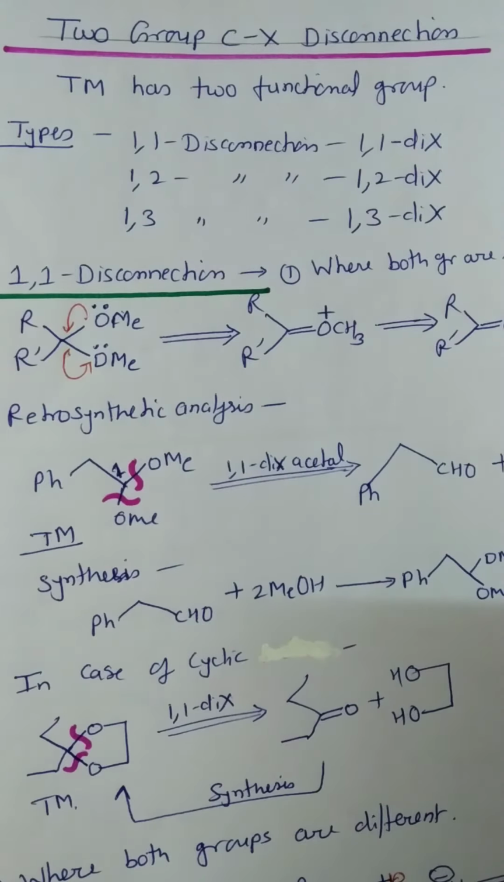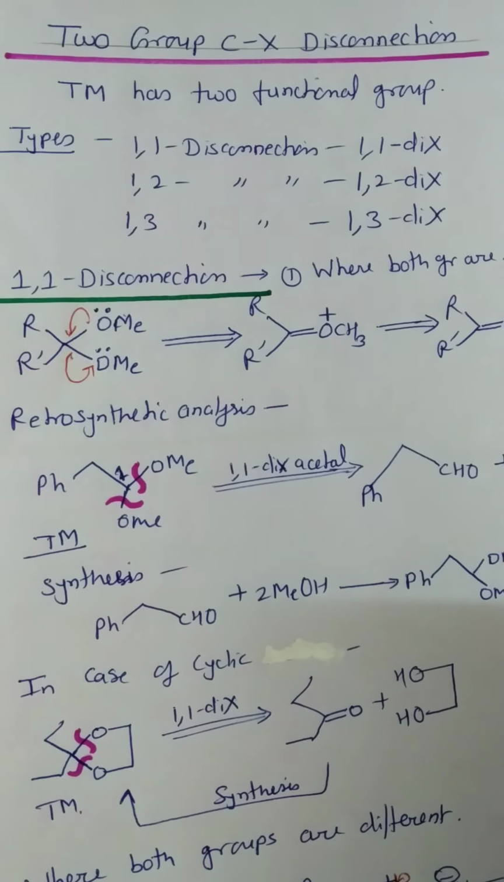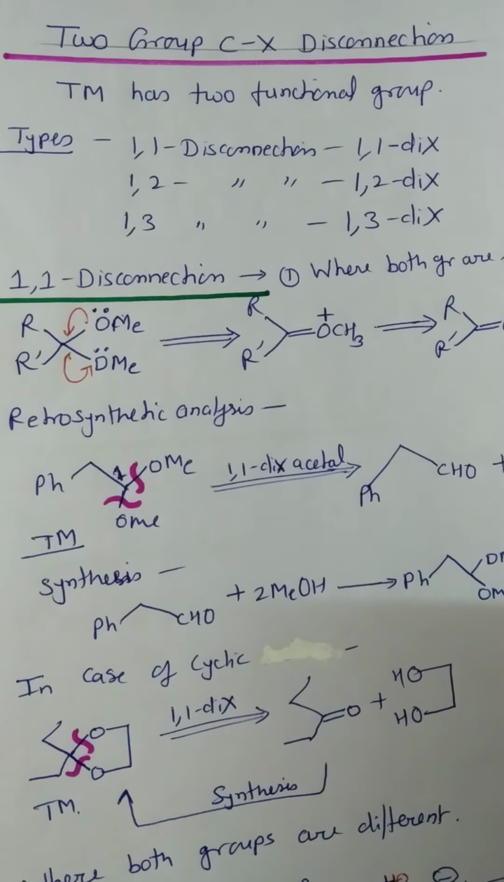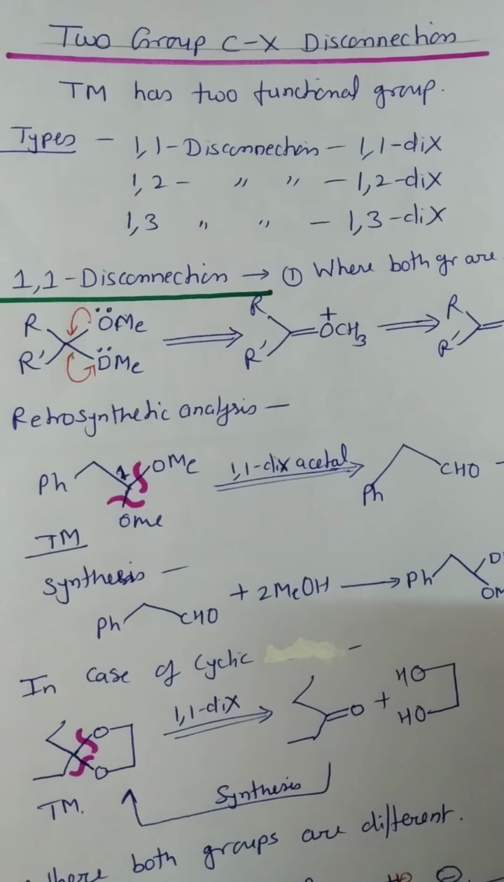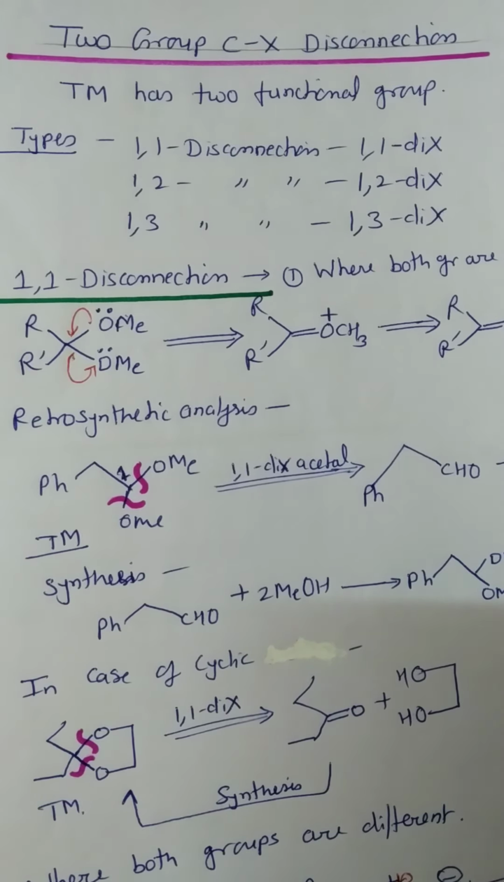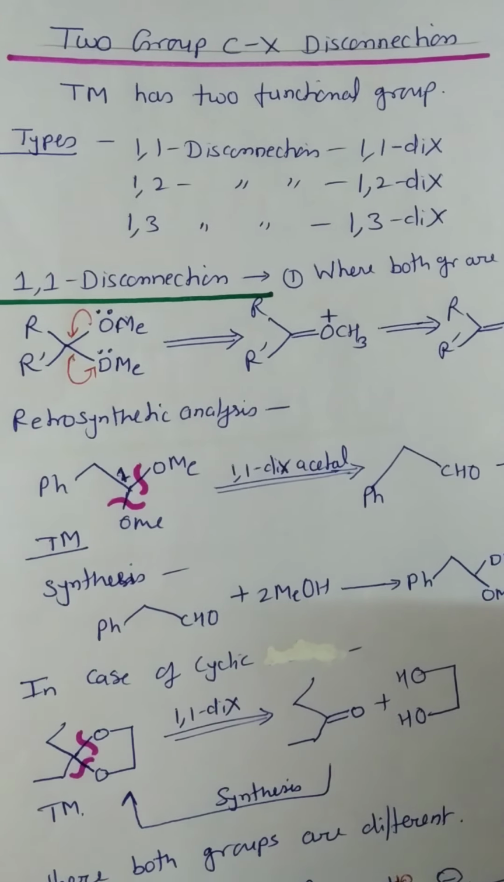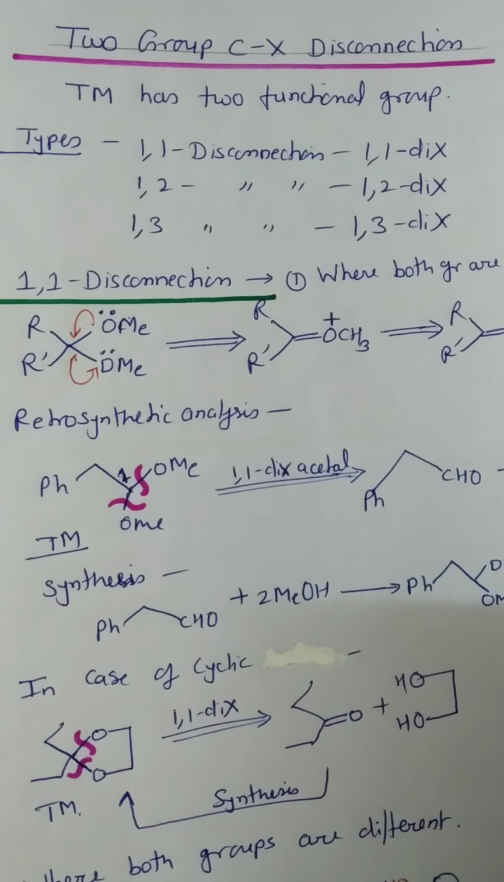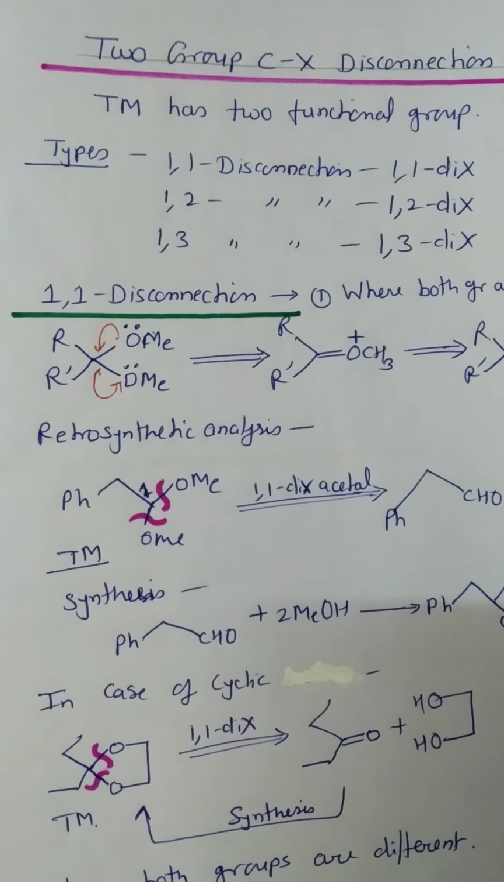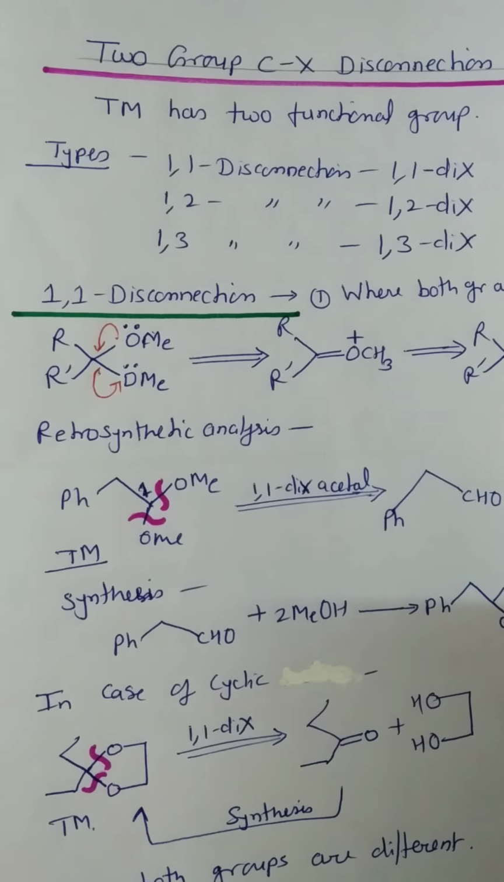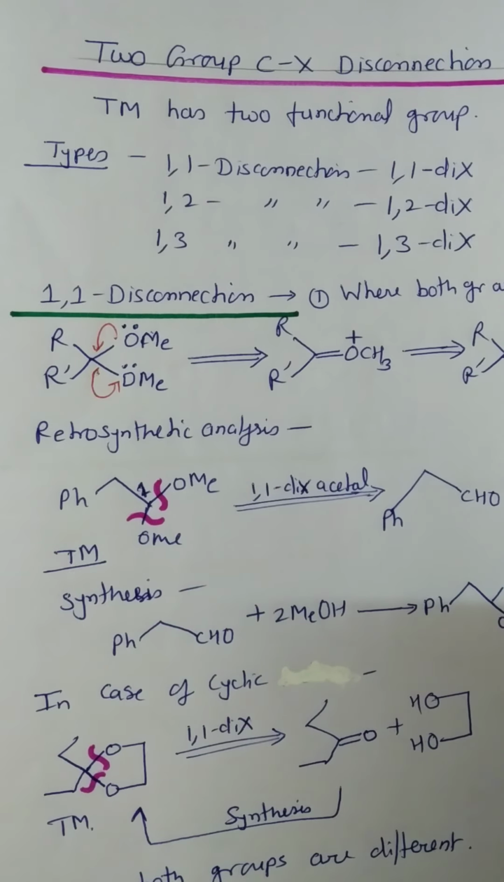In two group CX disconnection, the target molecule has two functional groups in which one functional group helps to disconnect another. According to position of two functional groups, two group disconnection is of three types.